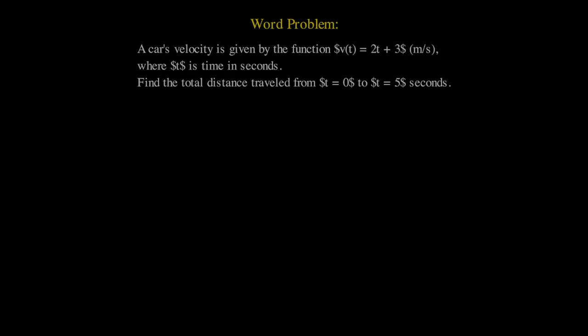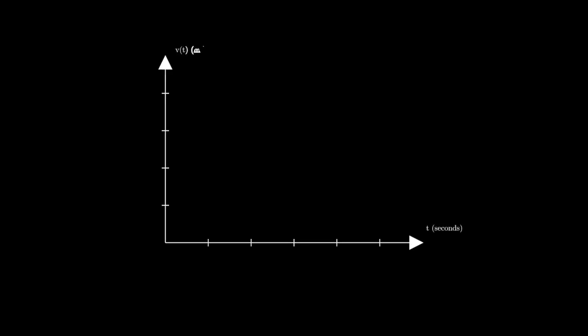To understand this, let's graph the velocity function. On the horizontal axis, we have time in seconds, and on the vertical axis, we have velocity in meters per second. The line v of t equals 2t plus 3 starts at 3 meters per second when t equals 0 and increases steadily as time passes.